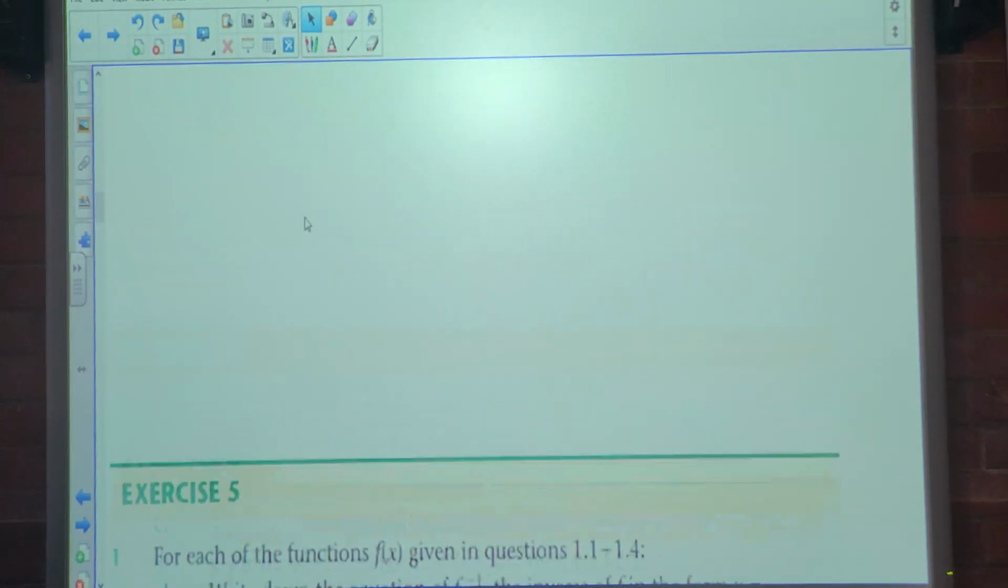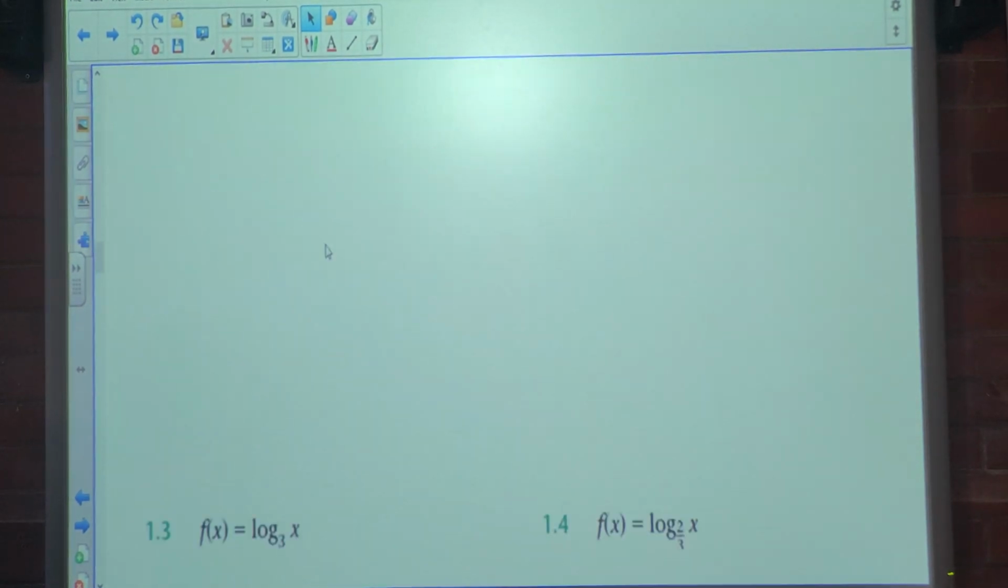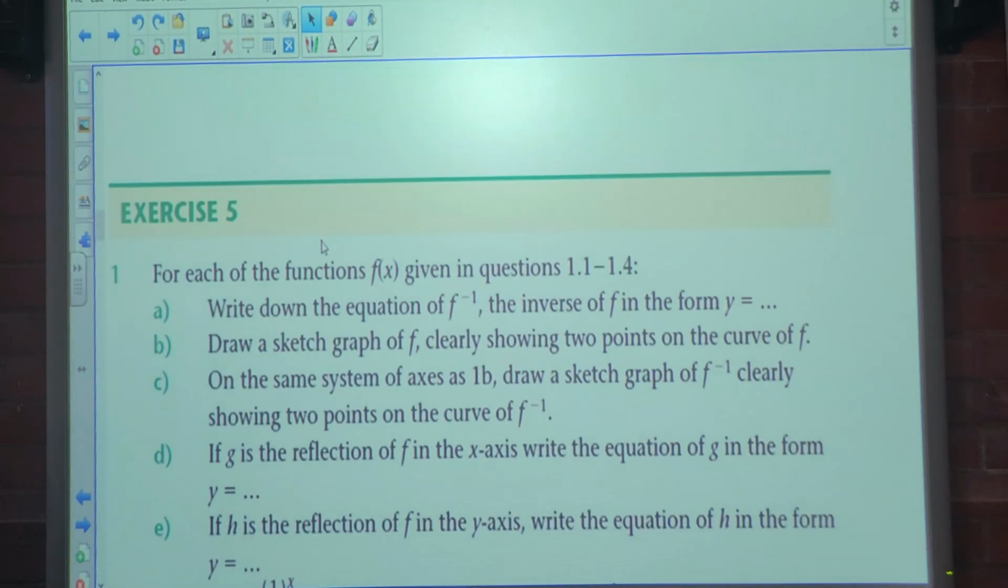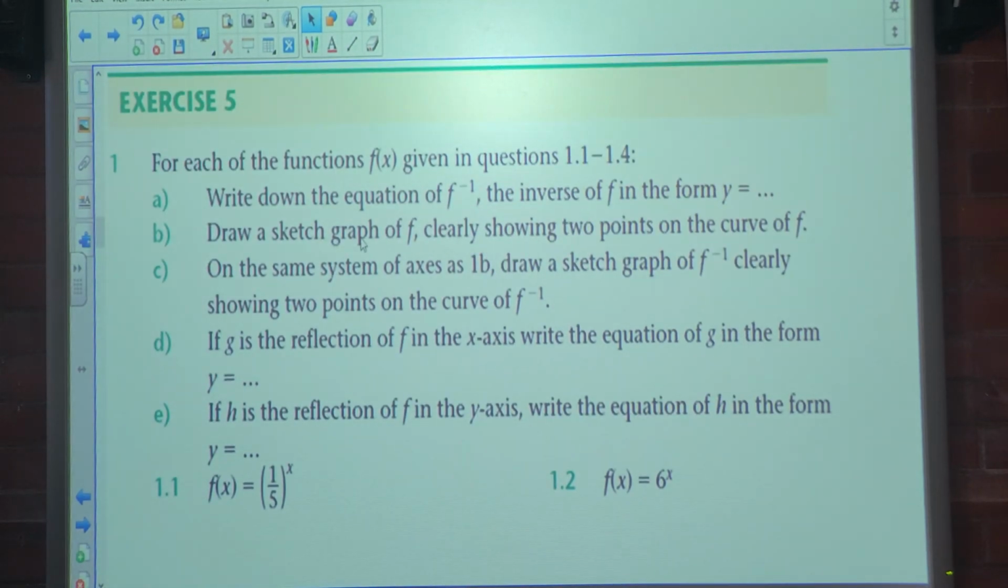And with that, it brings us to the end of exercise 4. Okay, exercise 5 will be a bit longer, should take us about 20 minutes. So I'll do that in tomorrow's lesson. 5 and 6. We'll conclude in the next lesson.